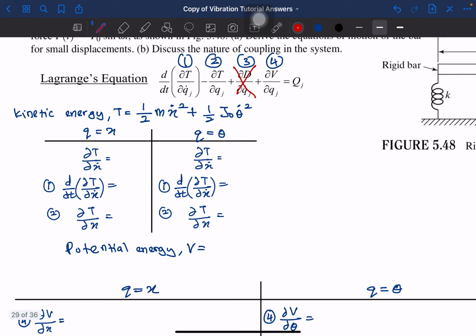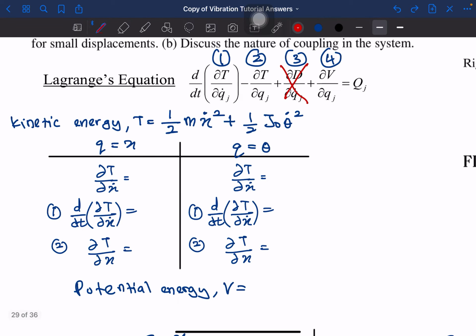So what do we do next? Whatever the question wants, since we're going to use Lagrange, first find this. Write it back. The first one we are going to do is for Q, which is for X, so we are going to find X first. First of all, differentiate your kinetic energy with respect to X dot. If you differentiate the first term with respect to X dot, you'll get 0. If you differentiate this with respect to X dot, the power comes to the front, power minus 1, so you'll be left with m x dot.